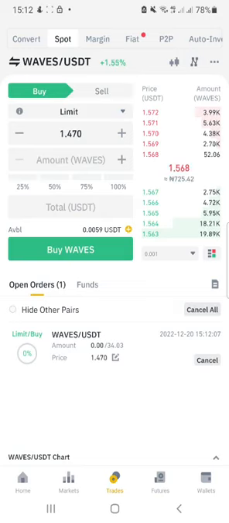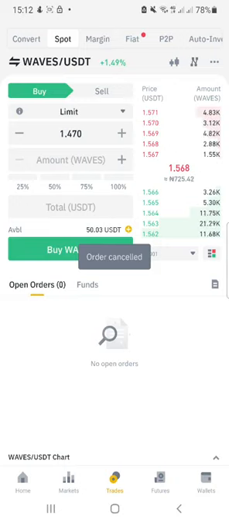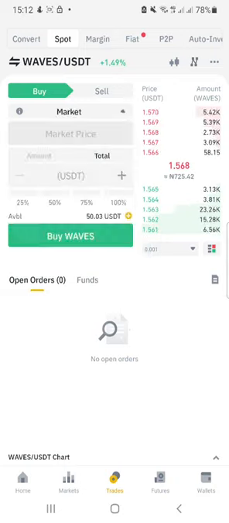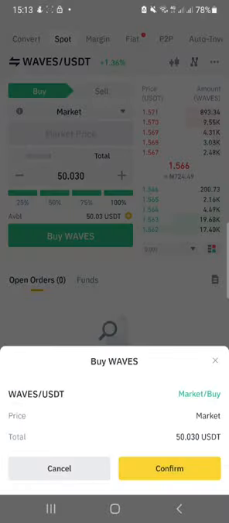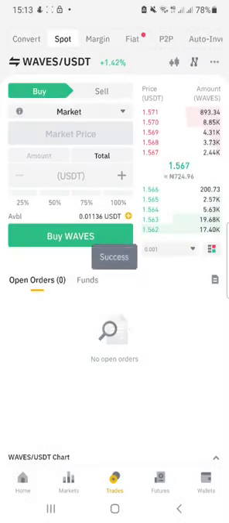So this is an example. Let me use market order and show you how it is. Let me cancel this and use market order. All right, I've canceled my order. Now let me use market order. With market order, I just click on market order, select the amount of USDT I want to use, then click on buy Waves. It means I'm buying Waves at the current price. Wow, I've successfully bought my Waves.